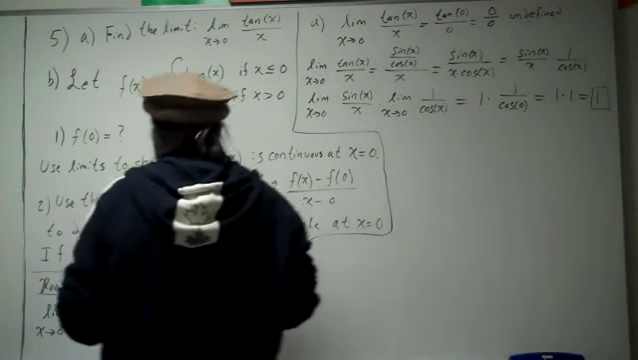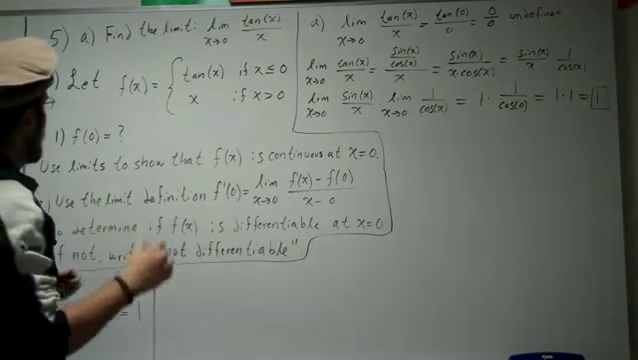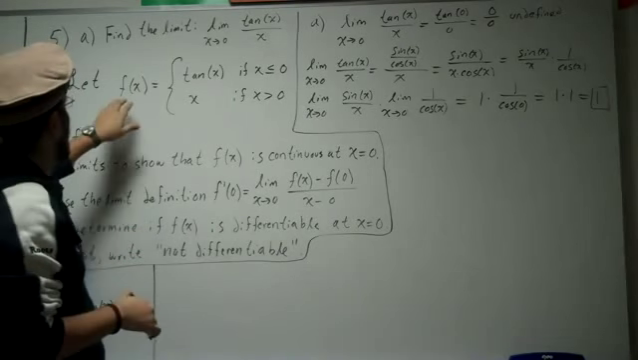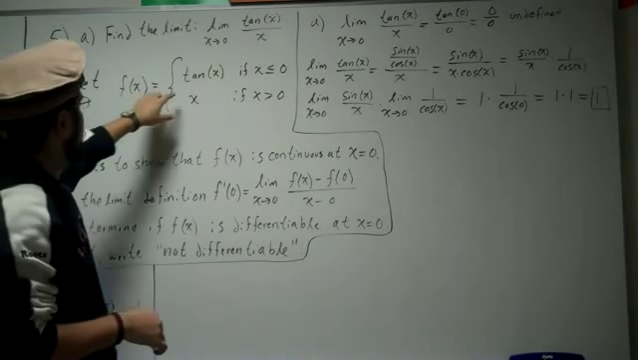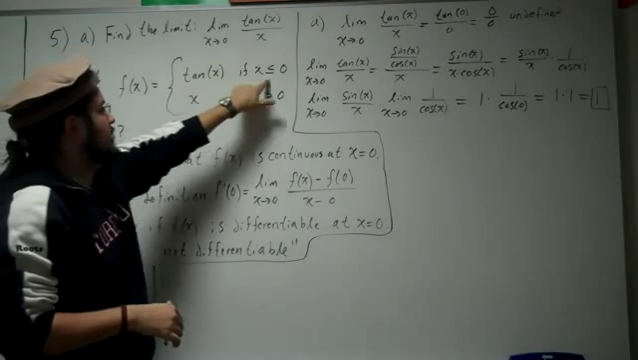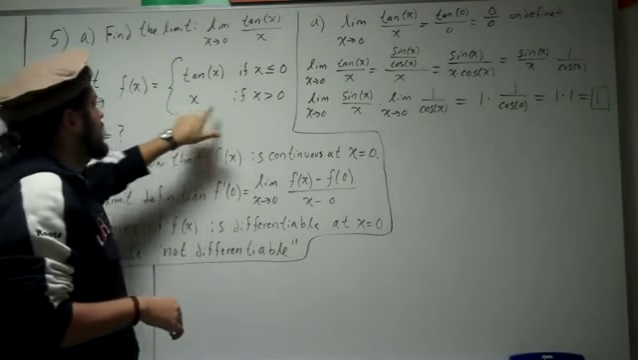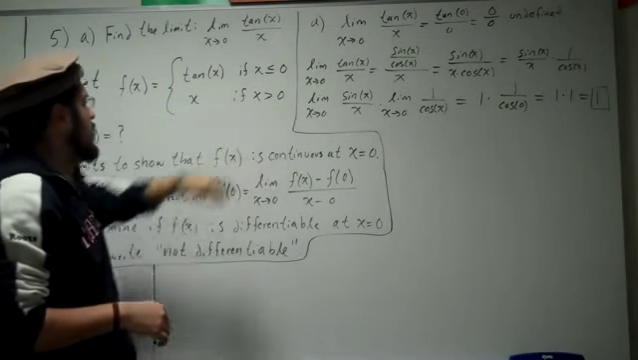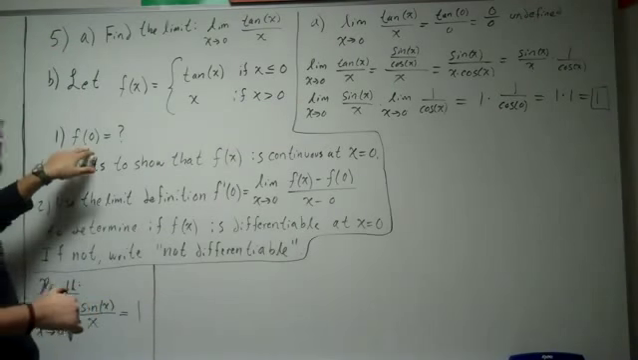Alright, now let's do part B. So for part B, they give us a piecewise function. They say let f of x be this piecewise function: tangent of x if x is less than or equal to 0, and x if x is greater than 0. Now they want us to compute f of 0.